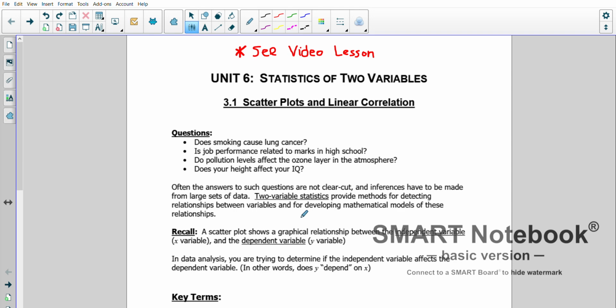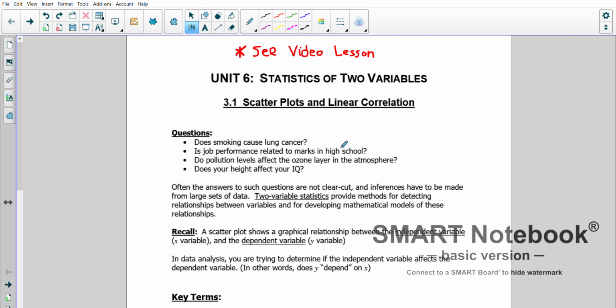So for example, does smoking cause lung cancer? The two variables are smoking and lung cancer. Is job performance related to marks in high school? Do pollution levels affect the ozone layer? Does your height affect the IQ? So it's all about trying to show that one variable is causing the other variable to change.